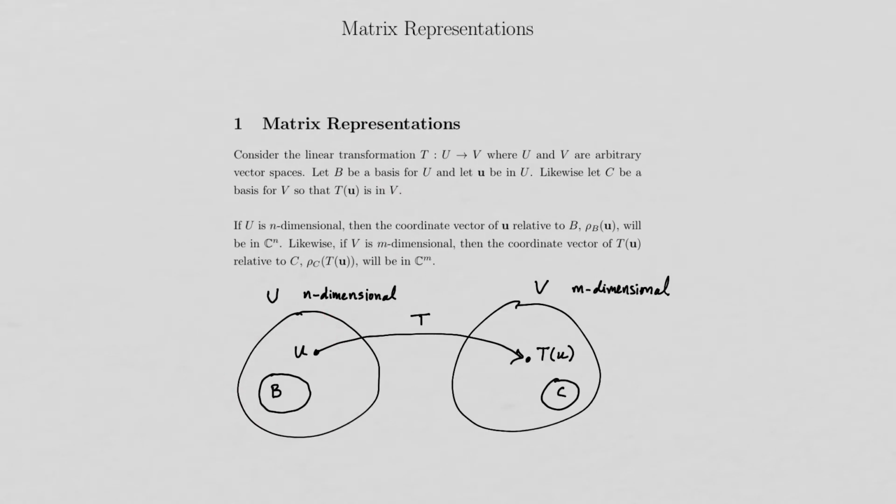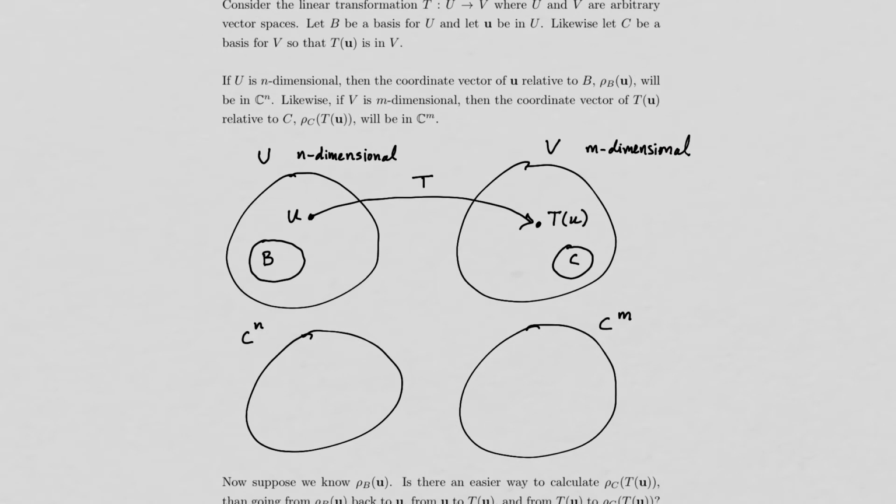Here's the vector space U, here's the vector space V, here's the basis B for U, here's the basis C for V. Here's the vector u in U, which is mapped to T of u over here in V. We'll say that U is n-dimensional and V is m-dimensional. Then what we're going to do is introduce Cn and Cm. We know from the notes on isomorphism that if U is n-dimensional, it's isomorphic to Cn, and V, being m-dimensional, is isomorphic to Cm. Also, given the basis B, we can write the coordinate vector of u relative to the basis B, and that coordinate vector is going to be in Cn.